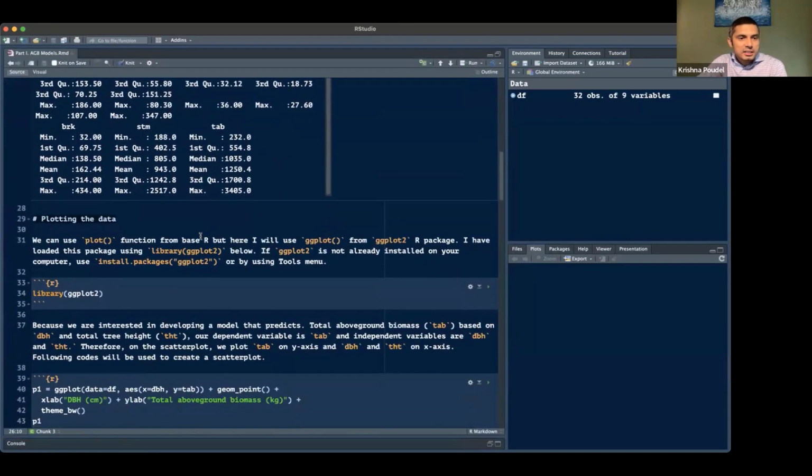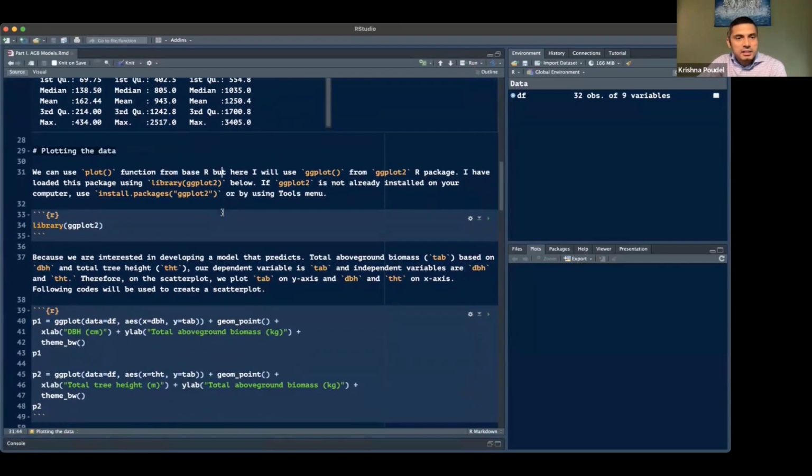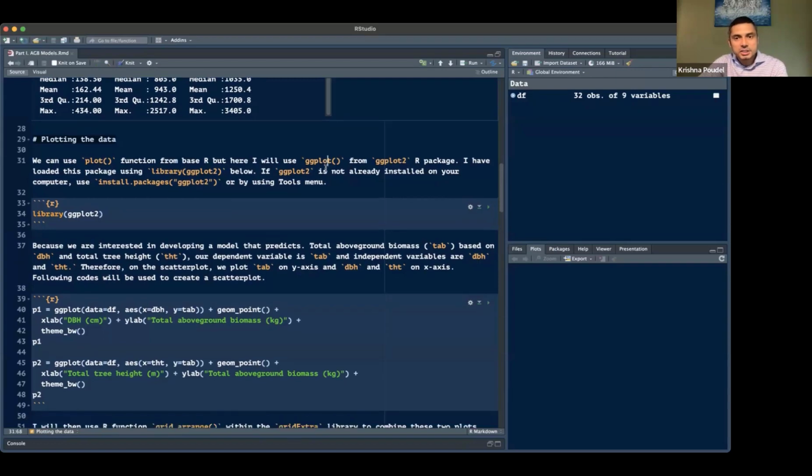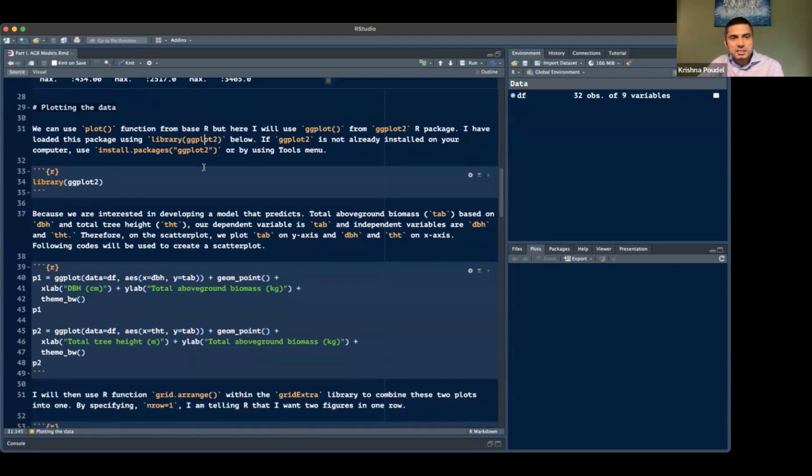The next step is to create some basic plots. We could use the base plot function in base R, but I'll be using ggplot here because it makes nicer graphs than the base plot. And I have loaded the ggplot2 package using the library function. If you have not installed ggplot2 on your computer, then you'll have to install that.